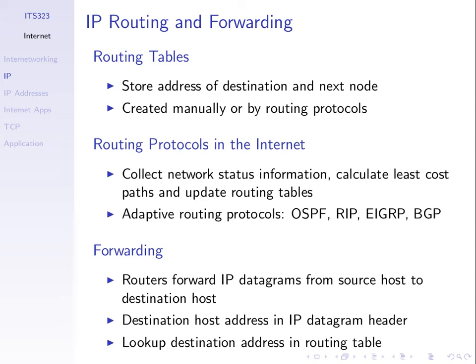IP focuses on forwarding. Given a routing table, and in the example we went through, we see that a host has a routing table. It uses that to forward to the first router, which will use its routing table to forward to the second router, and so on until it gets to the destination. So the hosts and routers look in the routing table to determine who to send it to next.